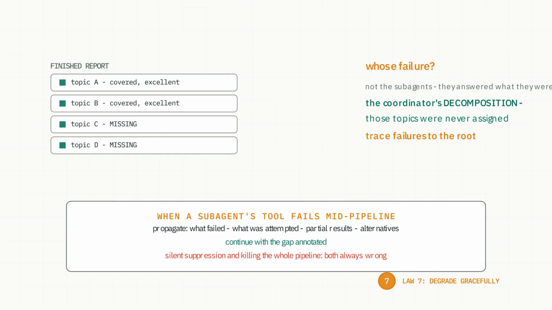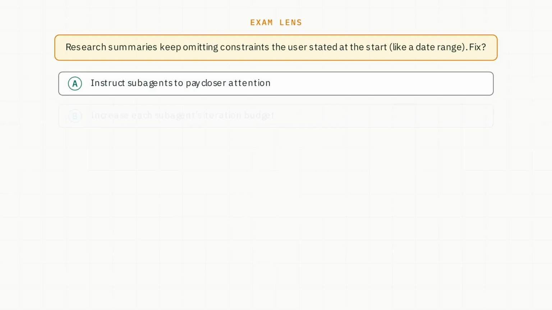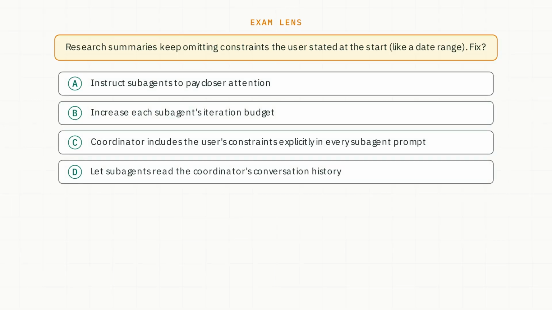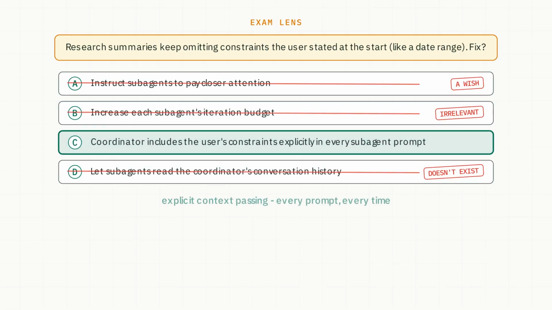The exam lens: your research system summaries keep omitting constraints the user stated at the start, like a date range. Options: instruct subagents to pay closer attention, increase each subagent's iteration budget, have the coordinator include the user's constraints explicitly in every subagent prompt, or let subagents read the coordinator's conversation history. The first is a wish, the second is irrelevant. The fourth describes a capability that does not exist, and the exam plants that distractor precisely to catch people who never learned today's fact. Explicit context passing, every prompt, every time.